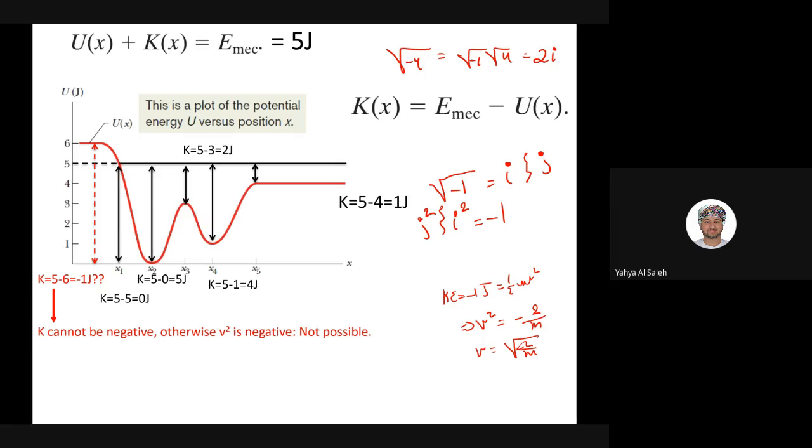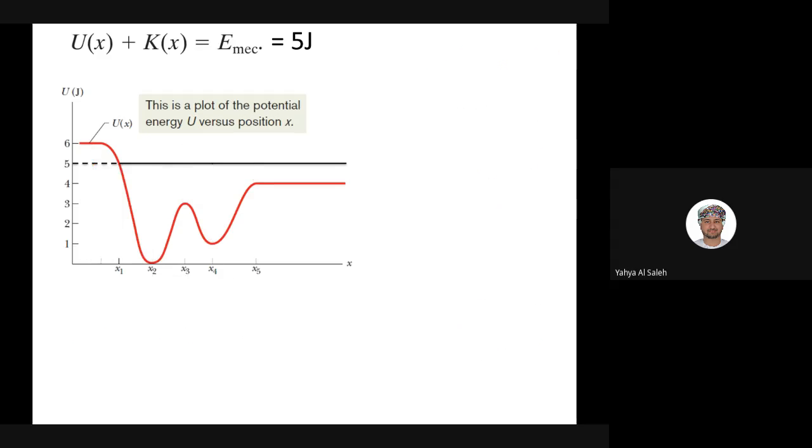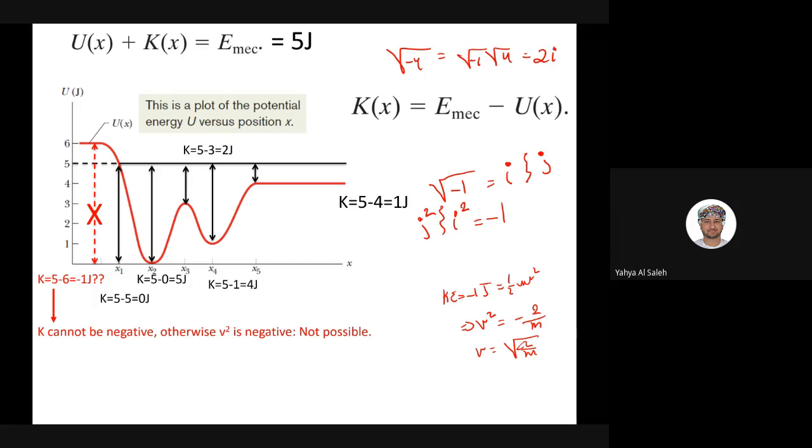But here's my problem. My kinetic energy cannot be negative because I cannot have a negative velocity. Sorry, I cannot have a negative kinetic energy. v squared cannot be negative unless you're in the complex plane, and then that's just too complicated for this course. So this is simply not possible as far as our course is concerned. So what do I do when I'm analyzing this part of the plot? I say that I cannot move in that direction.